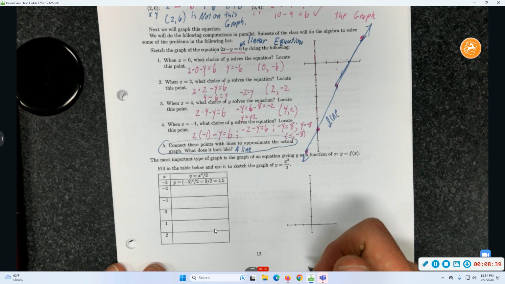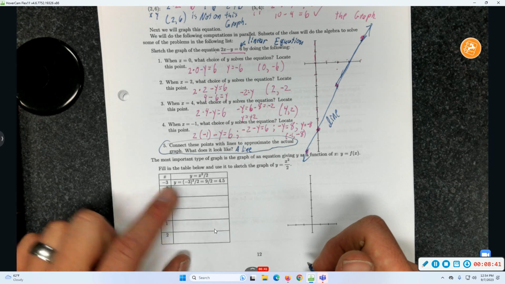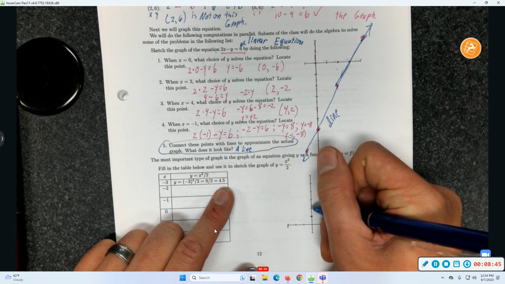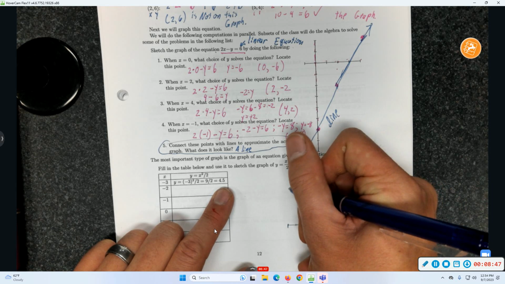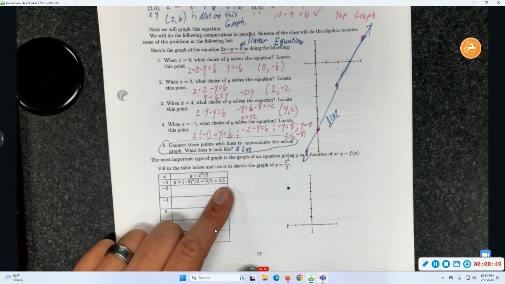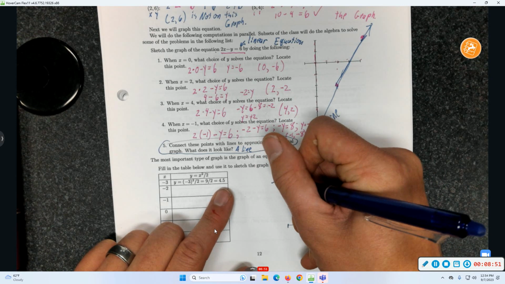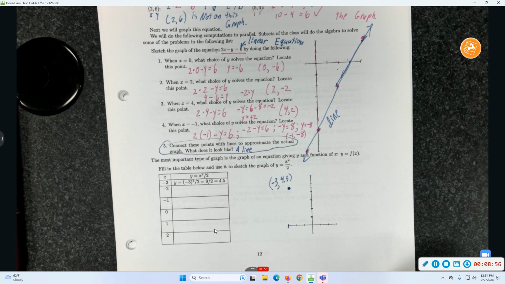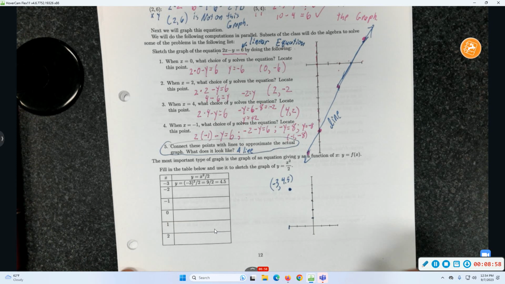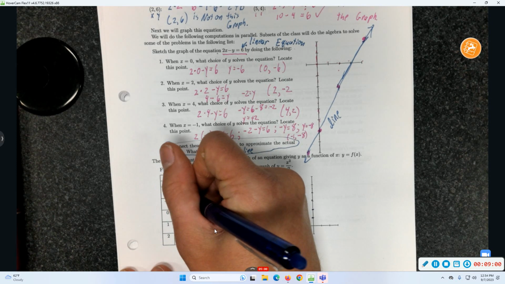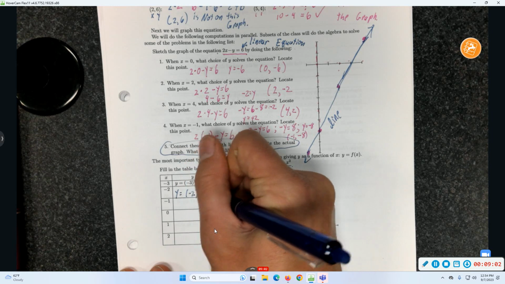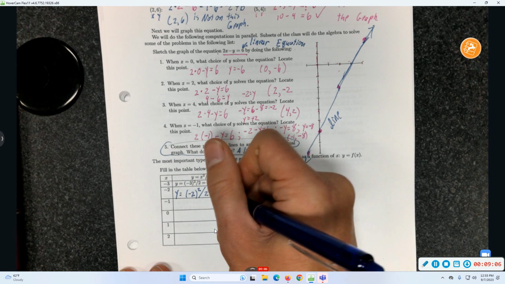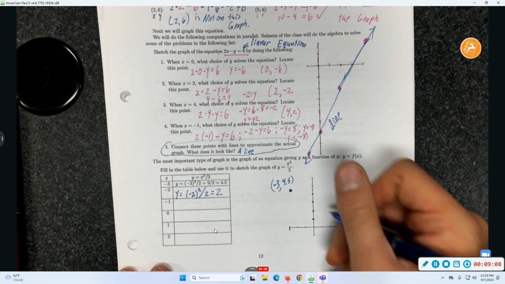Let's fill it in. One thing is already filled in. When x is negative 3, y is 4.5. Negative 3, 4.5. There's a point on the graph. Filling in the rest of the table, which you've already done. Y equals negative 2 squared over 2. Negative 2 squared is 4. Divided by 2, you get 2. Negative 2, 2.